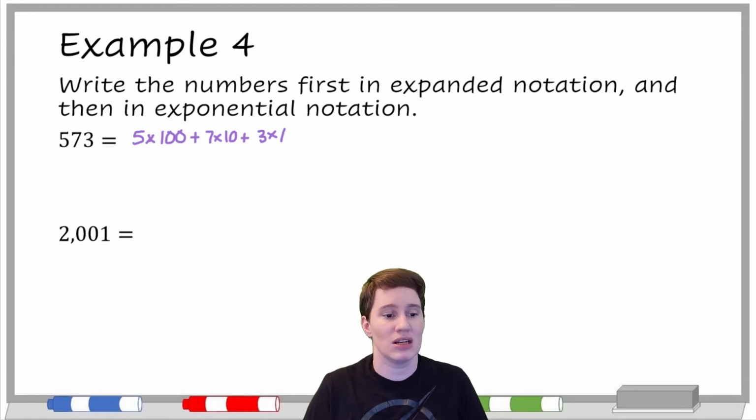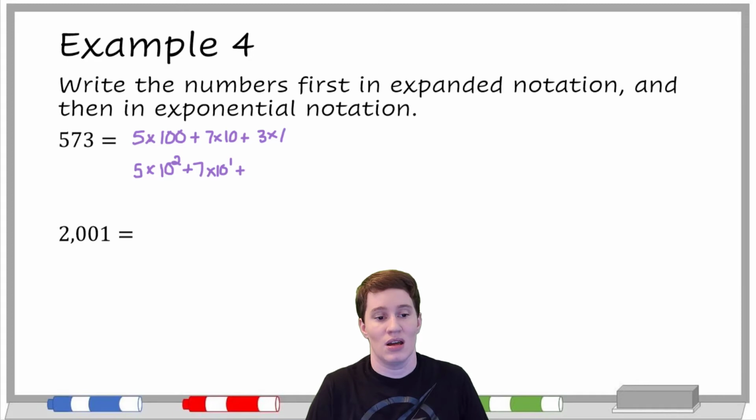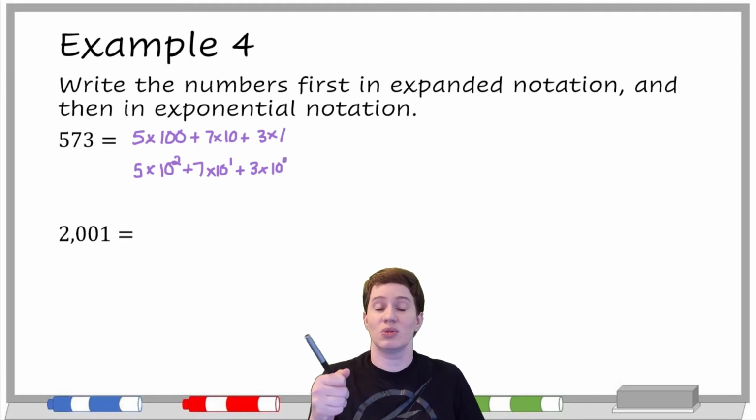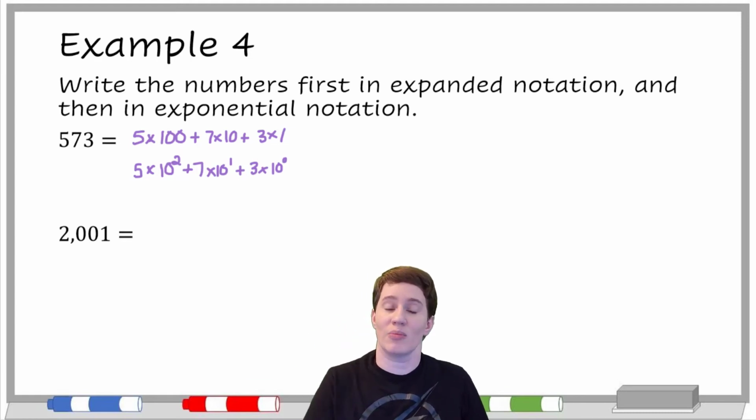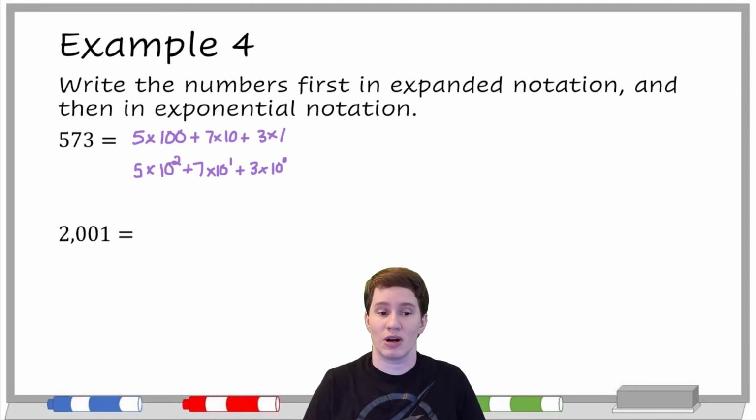The difference would be that instead of writing 100, we'd write 100 as 10 to a power. So 5 times 10 to the second power, and then we'd write 7 times 10 to the first power, and 3 times 10 to the 0 power. So we'd want each of them to be a power of 10, and that power of 10 represents the place value that we've talked about.